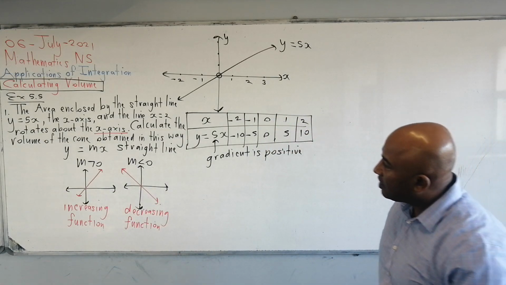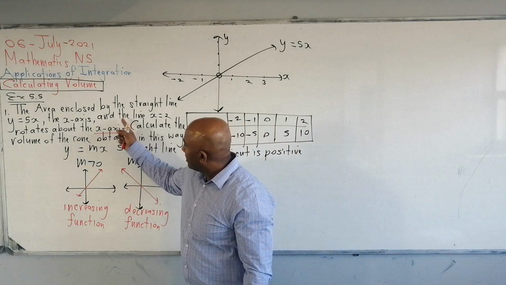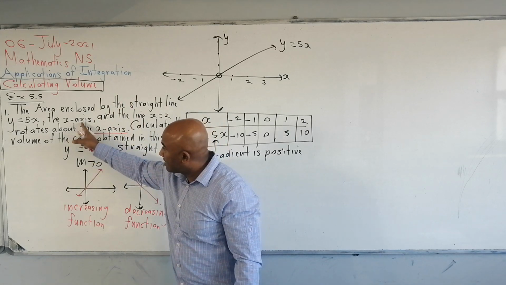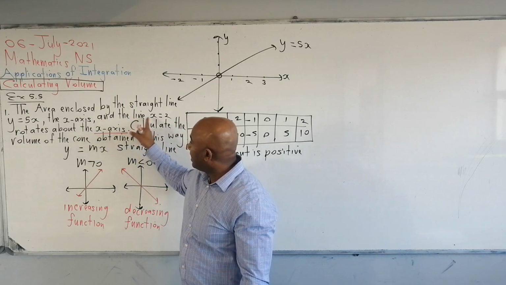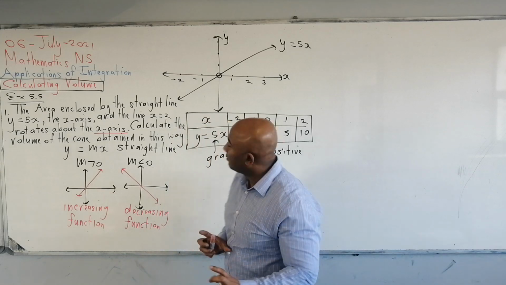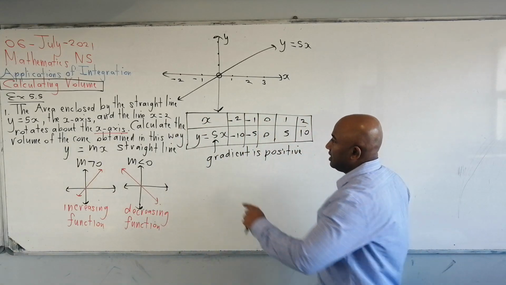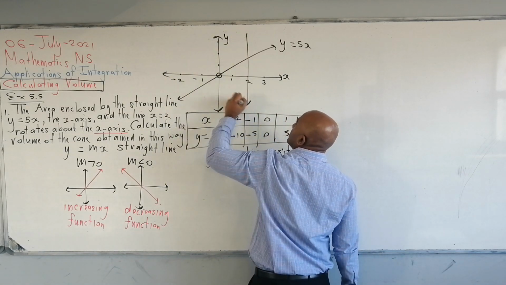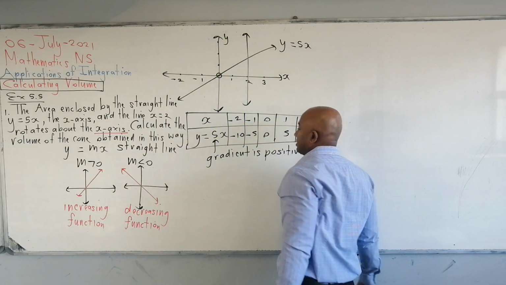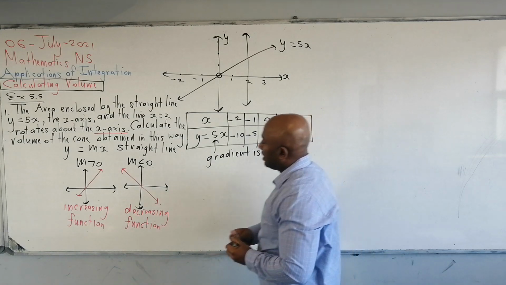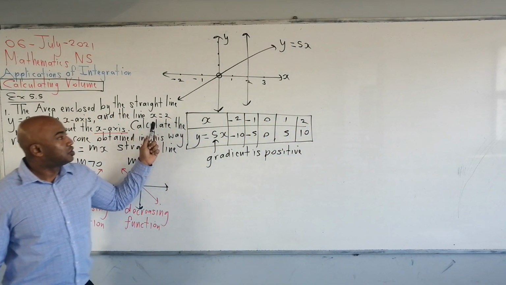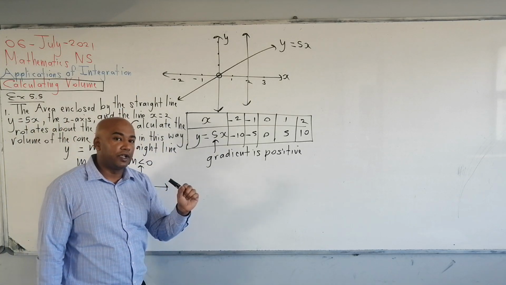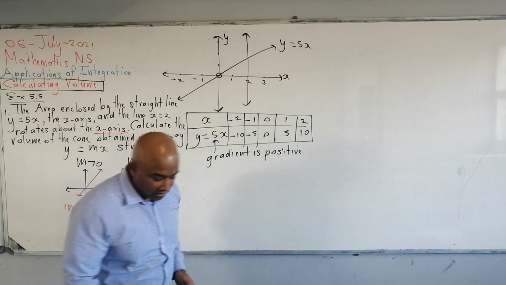Now, you got your straight line. The next thing is, okay, the area enclosed by the straight line y is equal to 5x, the x-axis, we must be familiar with that area. We need to sketch the line x is equal to 2. So there is your vertical line. Okay. So remember, x equal to a number, a constant, is a vertical line. If I had y equal to a number, it will be a horizontal line.